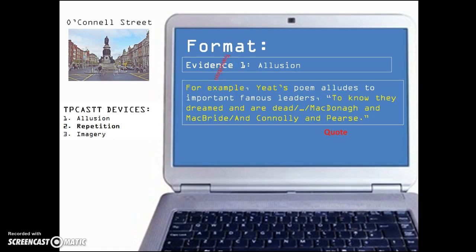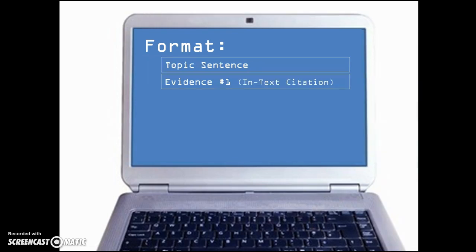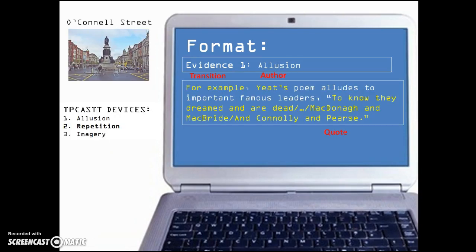Also, as with all pieces of evidence, I start with a transition, such as, for example, or for instance, or the text reads. And then I make sure to add my author's name. Now, because I have my author's name here, I don't have to do an in-text citation, which is awesome. So for your literary paragraph, you do not have to worry about in-text citations. Now, go ahead and pause and write your evidence sentence before moving on.